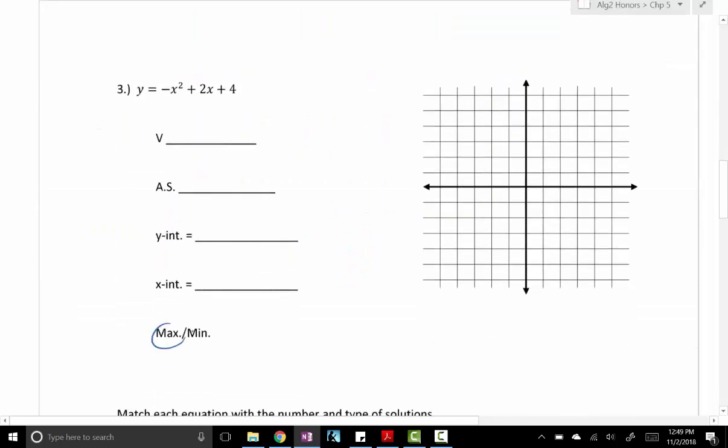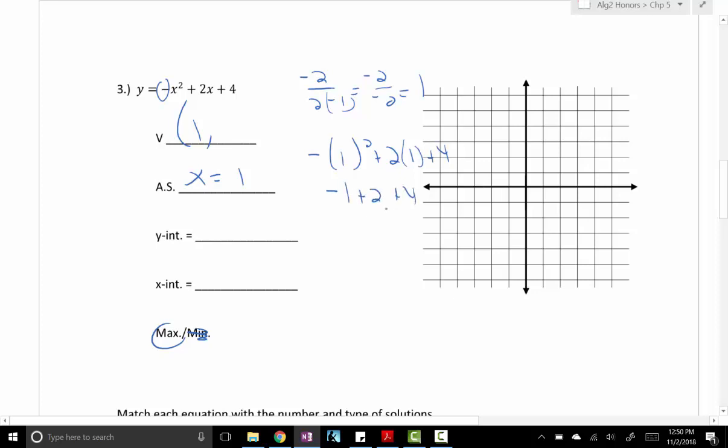We know this is going to be a max because it opens down this time, but modeled just like the other one. So negative b over 2a. Negative 2 over negative 2 is 1. X equals 1. Vertex starts with 1. Negative 1 squared plus 2 times 1 plus 4. Negative 1 plus 2 plus 4 is 1 plus 4 is 5. Okay, so just plugging it in there. The y-intercept is when x is 0. So that's going to give me 4.